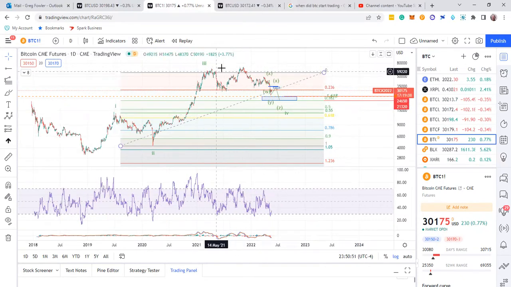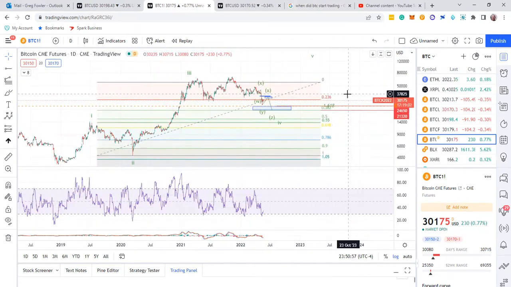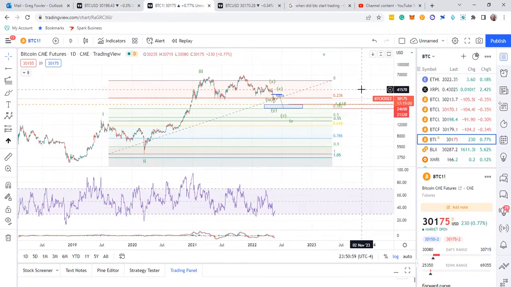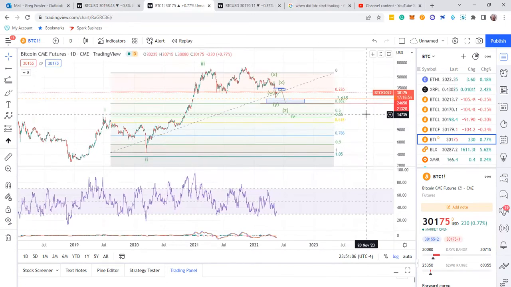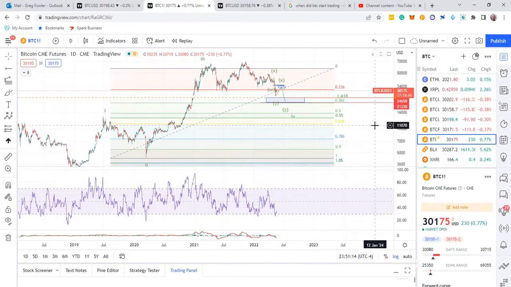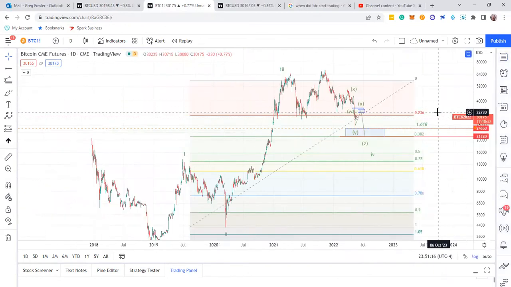So you can see this, some people are thinking this is a triangle. There's not going to be a triangle. That's just wishful thinking at this point, I think. So here's the count of what I'm coming up with. Here's a couple options that I think could happen with Bitcoin. And I'm doing the end of this count right here on Bitcoin. I hope you can see it. Let me blow this up a little bit so you guys can see it.